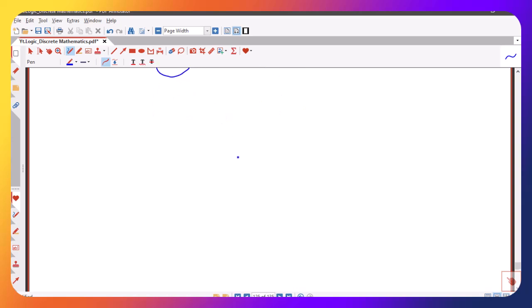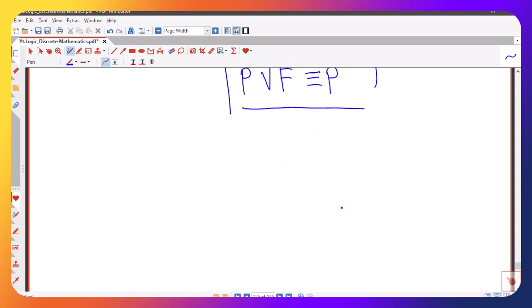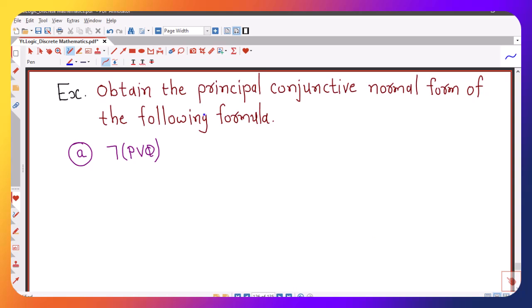So we will keep in mind these two logical equivalences that we will use in writing the principal conjunctive normal form. P and negation p is always logically equivalent to F, and p or F is always logically equivalent to p, and we will use distributive laws whenever required. So we understand the method with the help of this example.